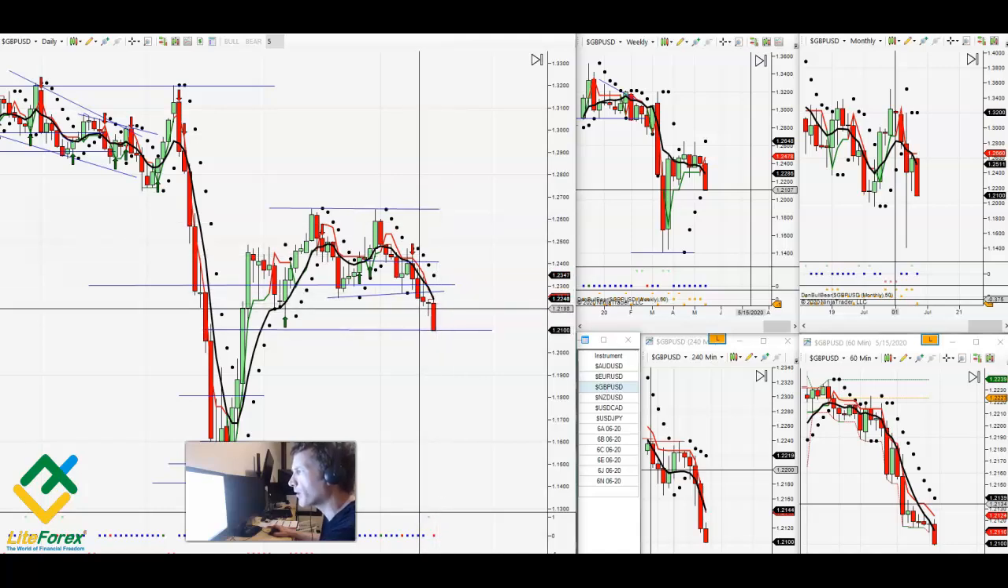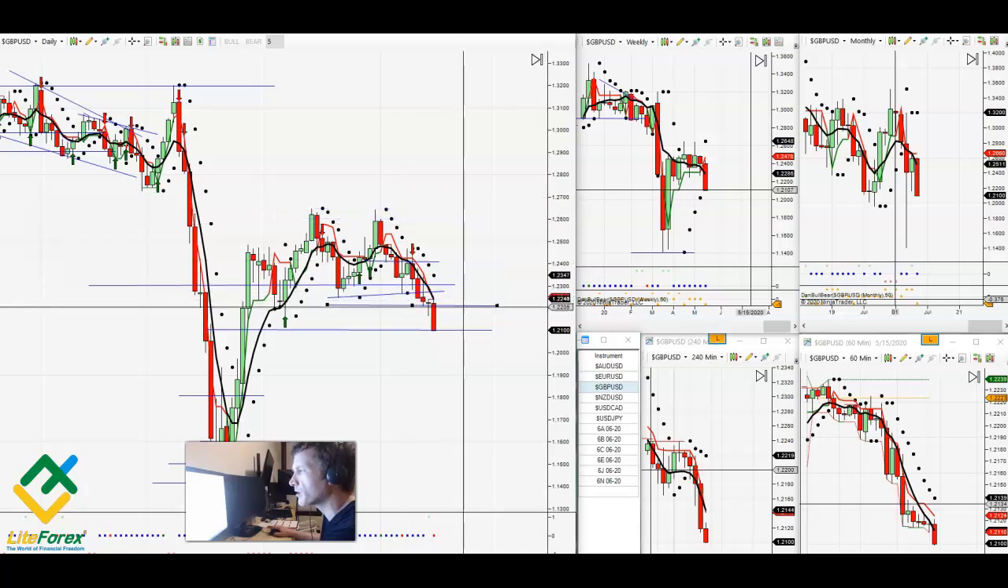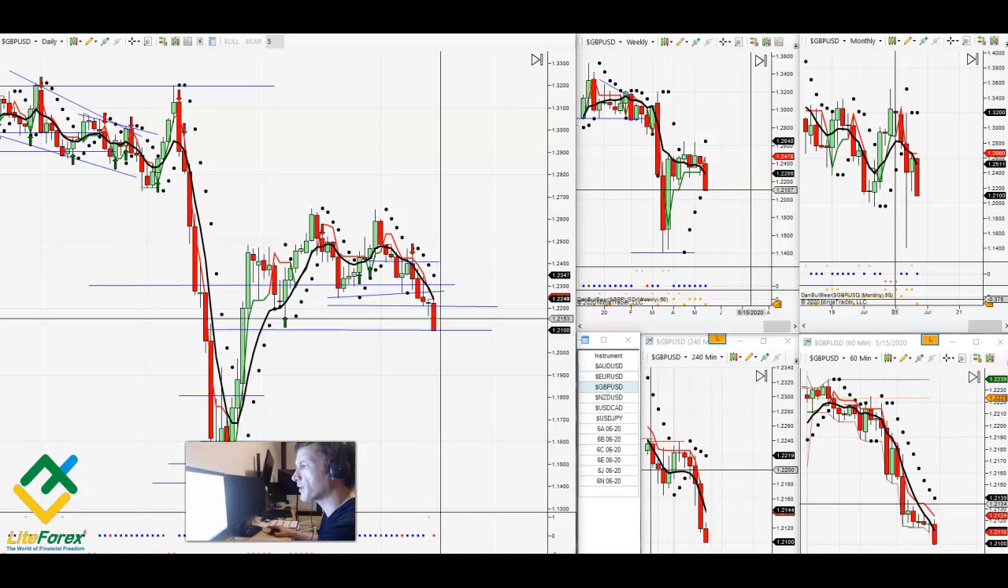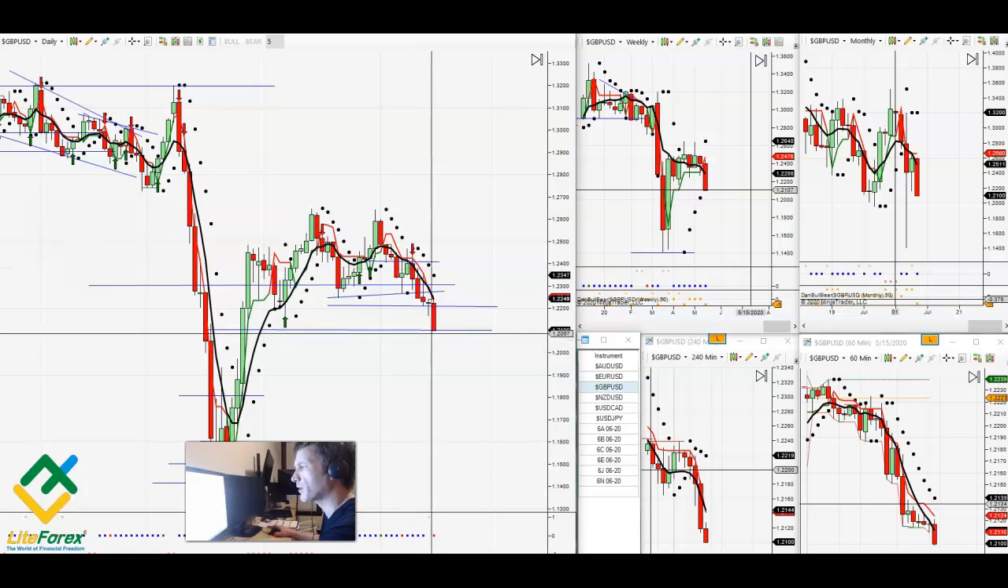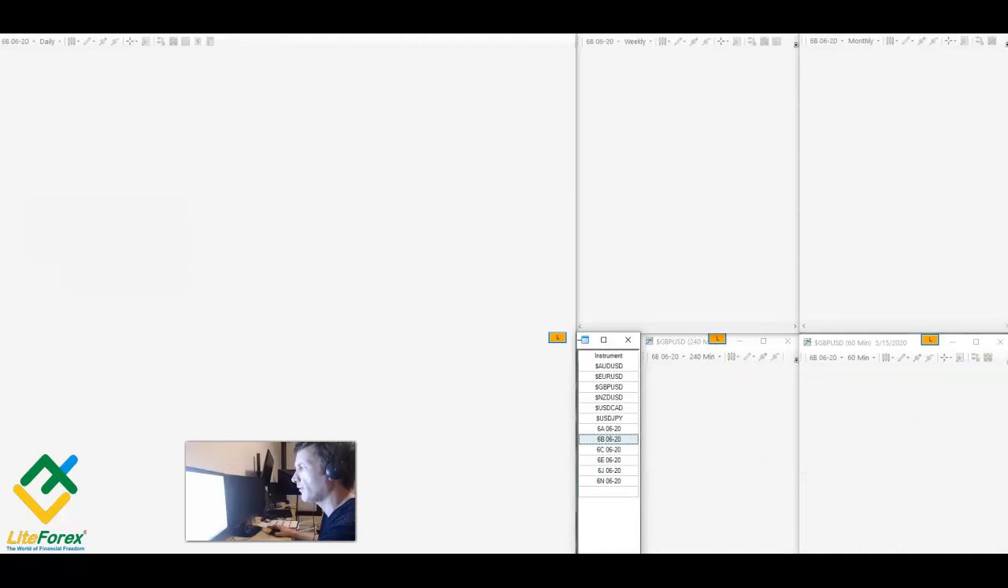Of course, 1.22 is going to be the resistance now. Let's see how that plays out. It could definitely rebound off that support, and it is due for that rebound after quite a big drop the last 5 sessions. Let's take a look at the pound futures.